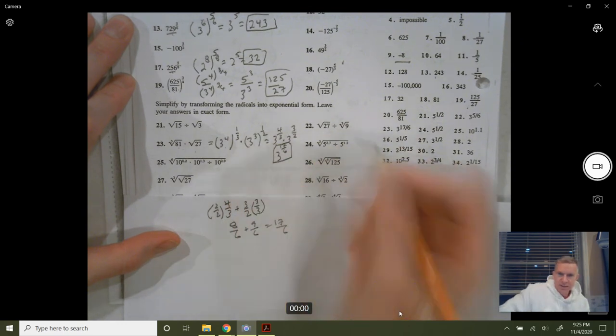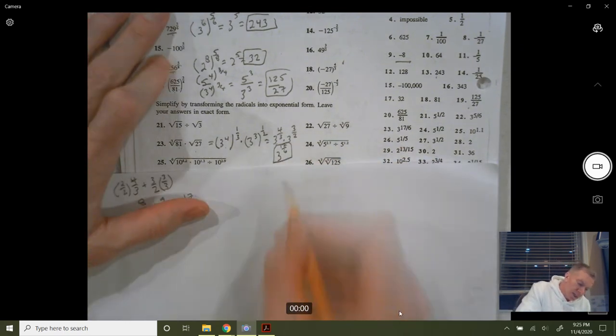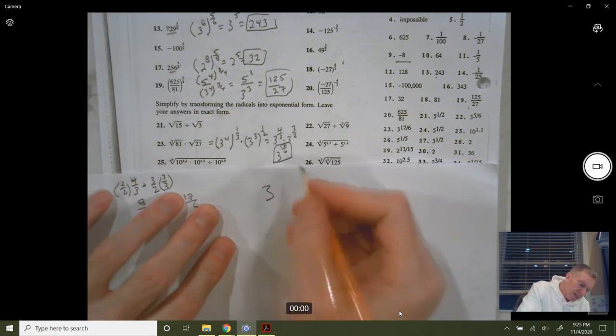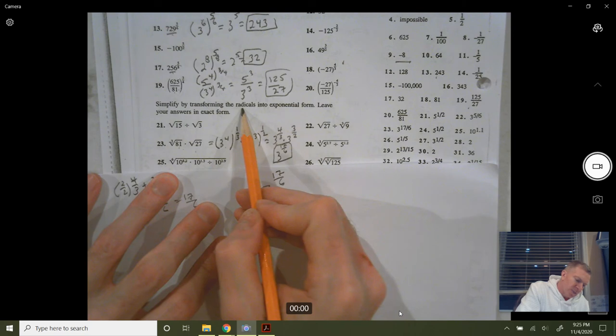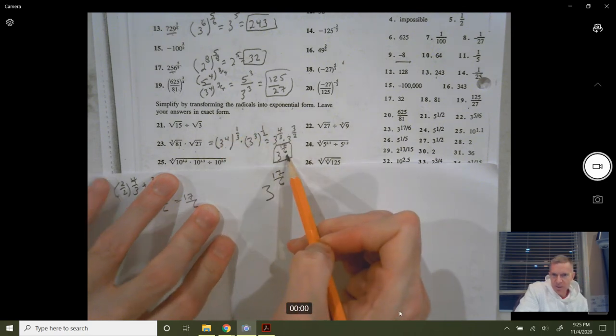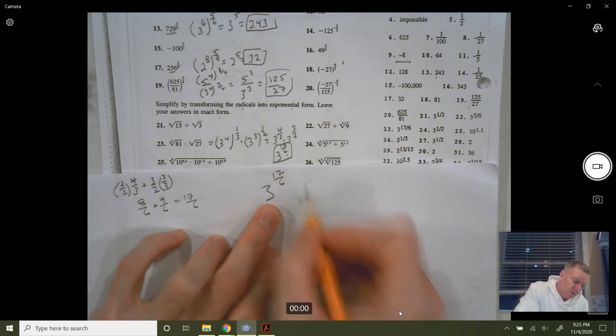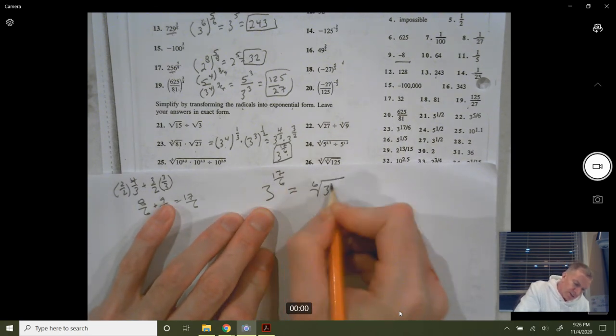Okay, that's nice, but what if I wanted you to leave that as a radical? 3 to the 17 over 6. Now it says transform into exponential form, leave an exact form, so I would only expect you to do this, but just for kicks, let's put this in radical form. This is the 6th root of 3 to the 17th.